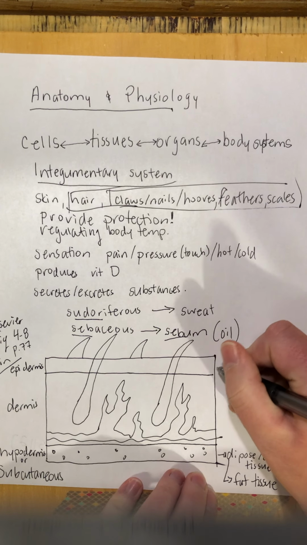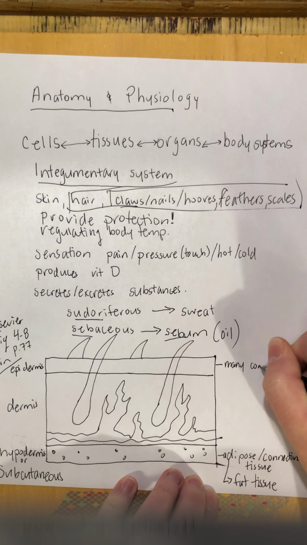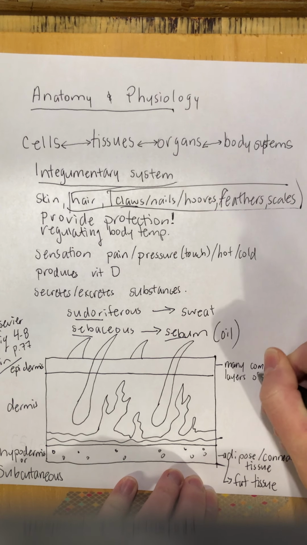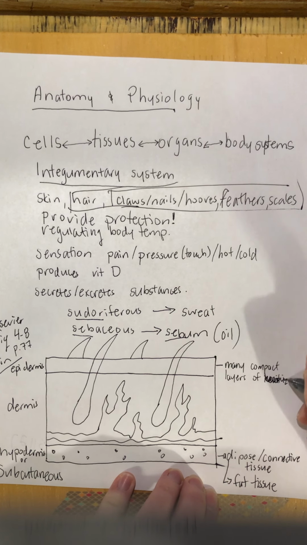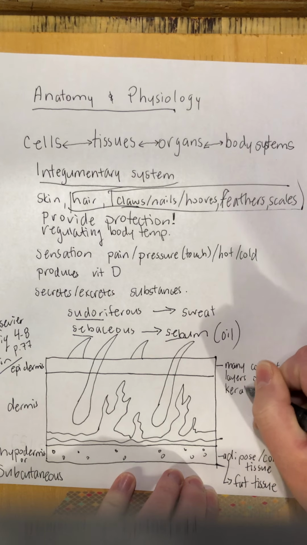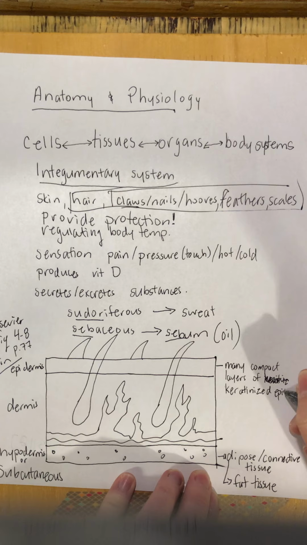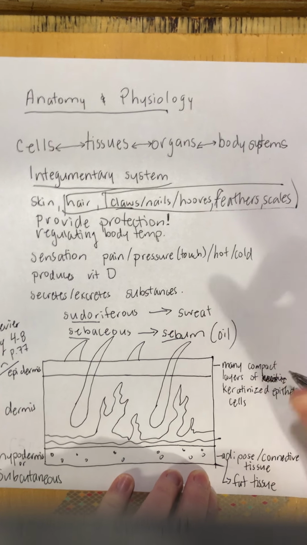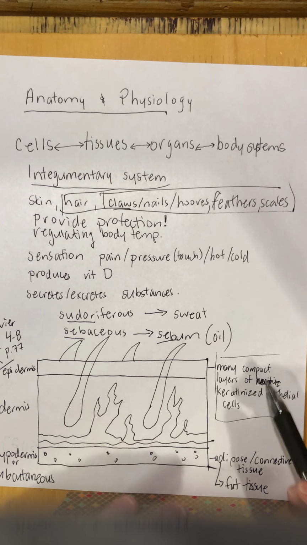So then our epidermis, this is just many compact layers of keratinized epithelial cells. Don't worry about this definition. I'm just kind of giving you some info here.